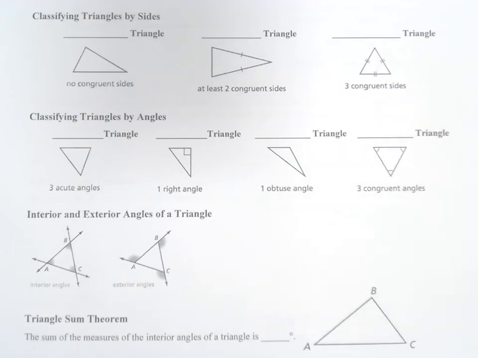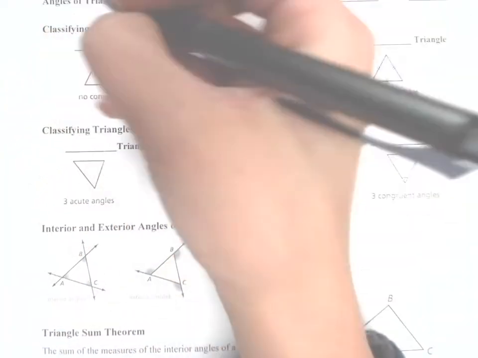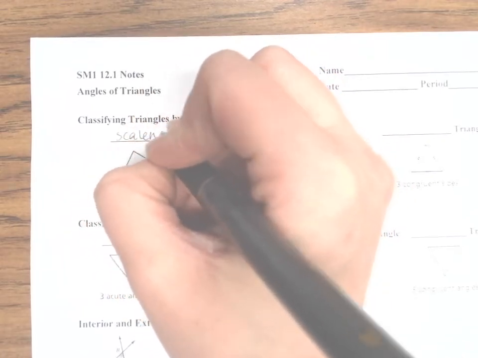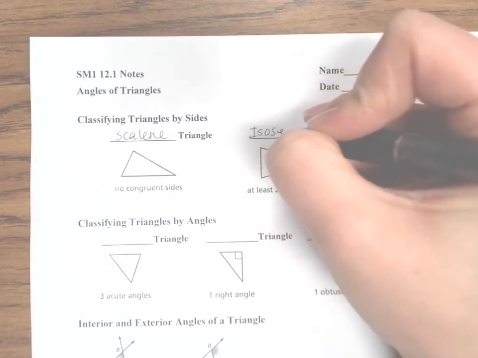Greetings! So, we are starting into chapter 12 now, and first one is classifying triangles and talking about angles of triangles. So, you should kind of already be familiar with these, but we're just going to recap. So, classifying triangles by sides, no congruent sides, that would be a scalene triangle. And then two congruent sides is isosceles.